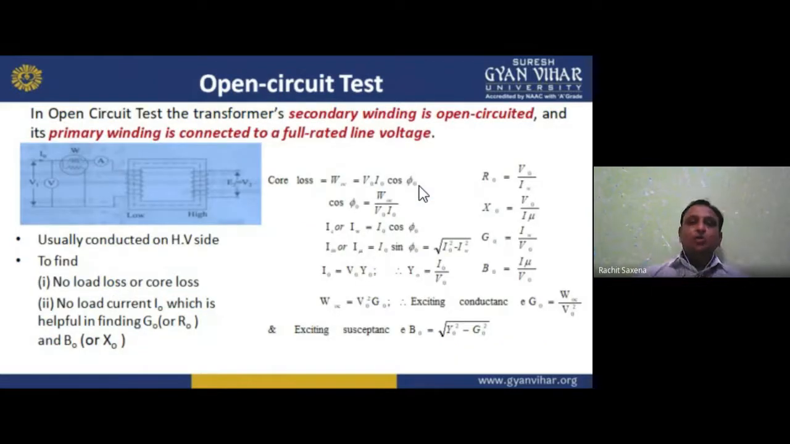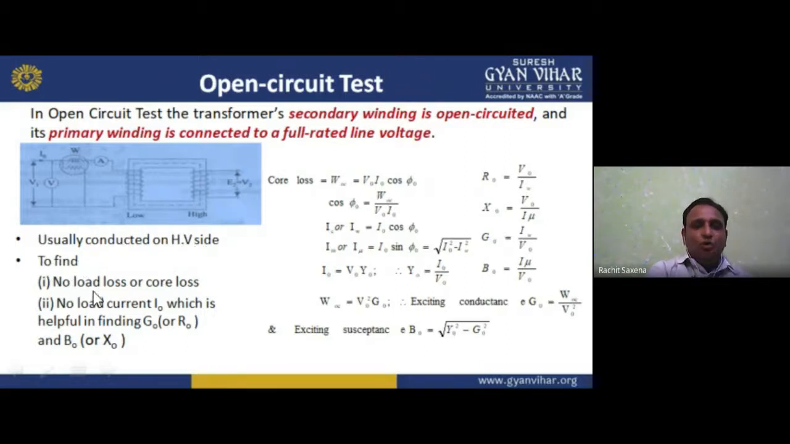Now see, in the open circuit test, the secondary winding is open circuited and the primary winding is connected to the full rated line voltage, that is, the low voltage. So see here, we have the ammeter connected here, a wattmeter for power or loss measurement, and a voltmeter for the voltage measurement. In the open circuit test we always find core losses, because in open circuit the current value is limited, so all losses are converted into core loss. So we find the core loss with the help of the open circuit test. Here no load is there. In the low voltage winding we give the rated supply, and the high voltage side becomes open circuit. It is usually conducted on the LV side.